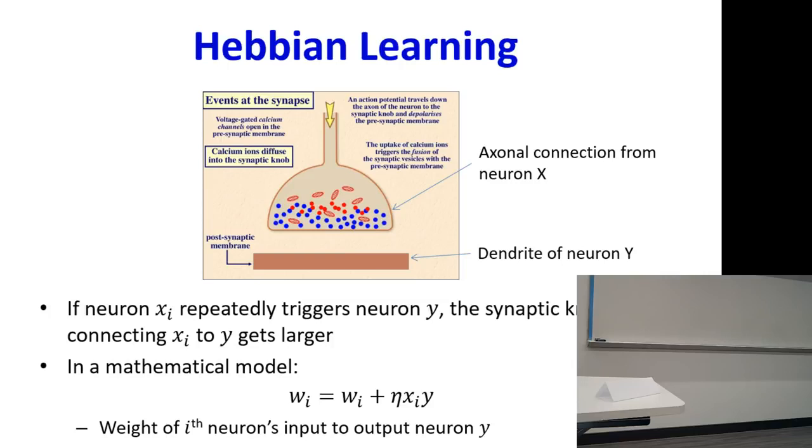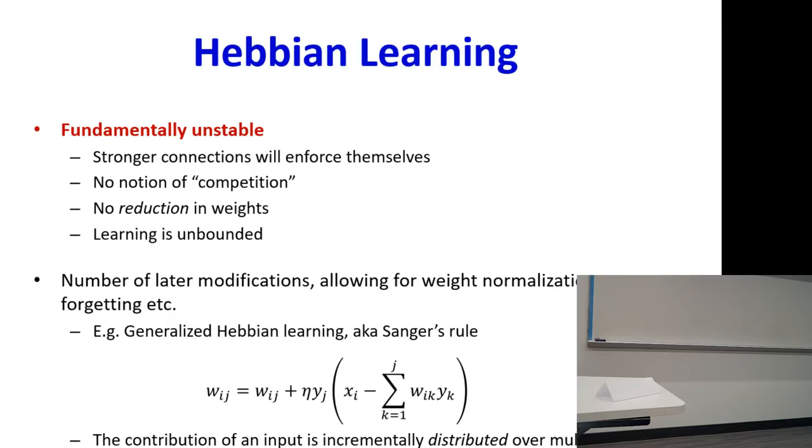So let's say W is the strength of the connection between these two guys. Then anytime these two fire together, X and Y are both going to be 1. And so this weight is going to increase a little because eta is always positive. Now, what is the problem with this kind of learning mechanism? Anyone? Yeah, there's no reduction. If you wait long enough, every connection is going to be saturated. So this doesn't really explain the real world. It's fundamentally unstable, and learning is unbounded.